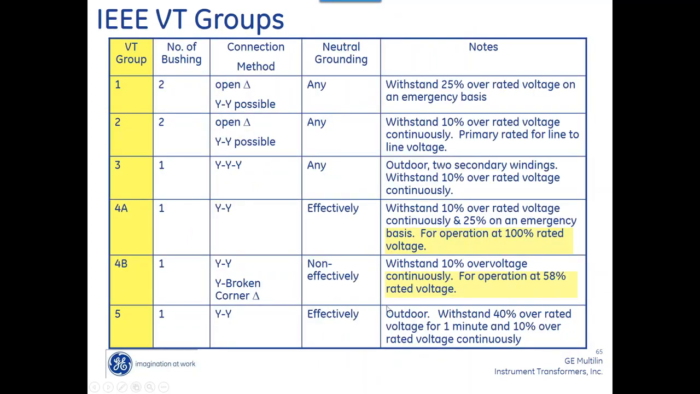Here's the different configurations. Sometimes you'll actually see, they'll say, I want group 3 or group 2 with 2 bushings. You know, here's this one bushing. It's VT group 3, it had to be a Y connection. You know, here's an open delta, so it had 2 bushings. So this is some of the different configurations, and you'll see these different VT ratings and codes.